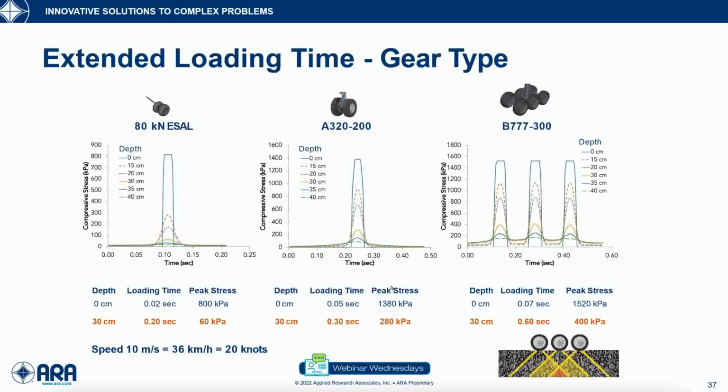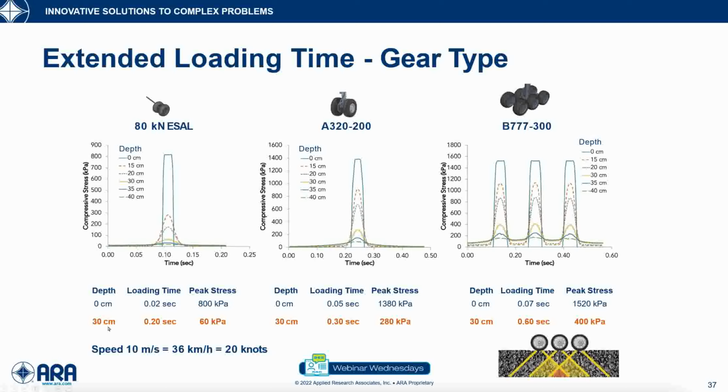And what is the effect of the gear type? For an 80 kilonewton ESAL, the loading time is only 0.2 seconds at the surface. However, the loading time of an A320, because of its gear type, is 0.05 seconds. It's 0.07 seconds for a 777. So it takes much more time for a 777 to pass over a certain point in the asphalt.